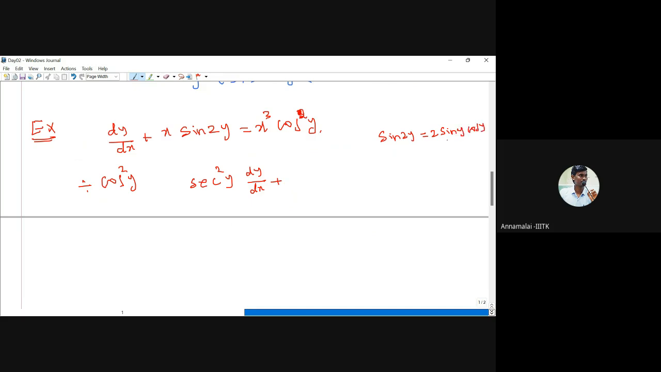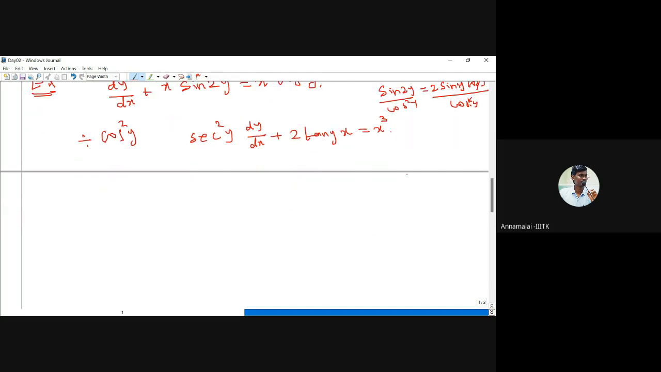We know that the sine 2a formula is 2 sine a cos a, right? Now, if we divide by cos square y, we can cancel one cos y. Therefore, sin y by cos y is nothing but tan y. Therefore, this term becomes 2 times tan y times x equal to x cube. Okay, got it? We expand sin 2y as 2 sin y cos y, cancel one cos y, and sin by cos is tan. Now directly you can simplify this.